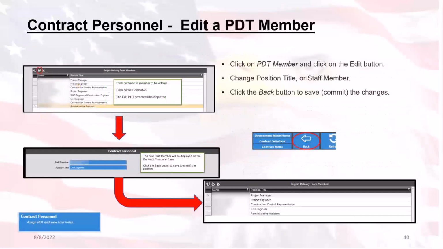Here is an example you will encounter when editing a PDT member. Once the user has been selected, they can be edited by choosing the Edit button located in the middle, and then select the applicable information from the lookup field that they want to update. And when you're done, just click on the back button.